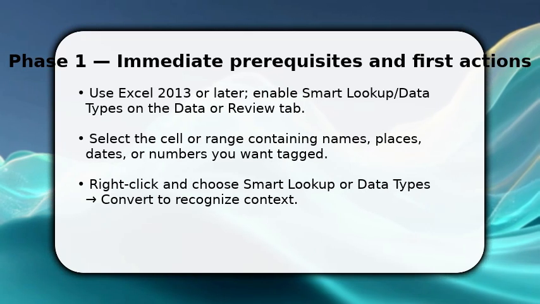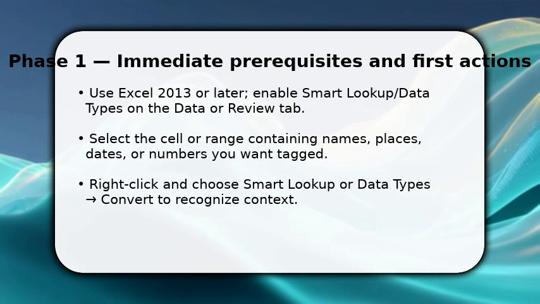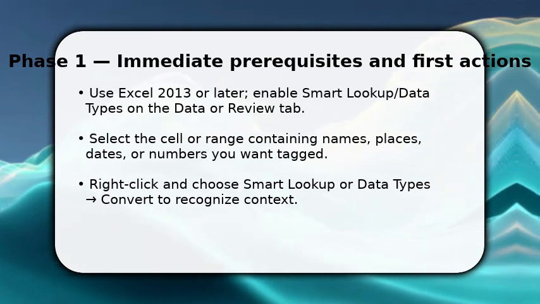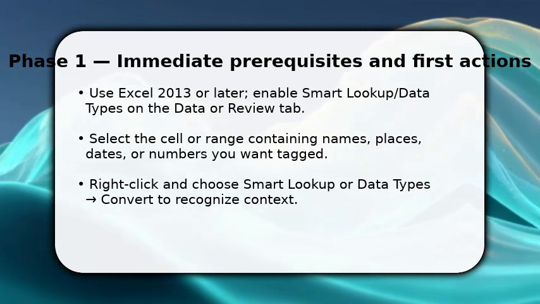You already have the data. Start now by selecting the cells that need contextual recognition. First, make sure Smart Lookup or data types is enabled on your ribbon. This lets Excel identify people, places, dates, and more.